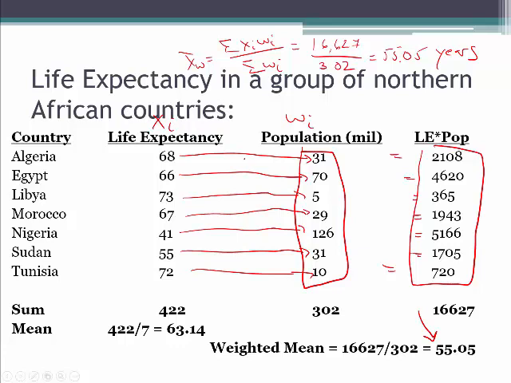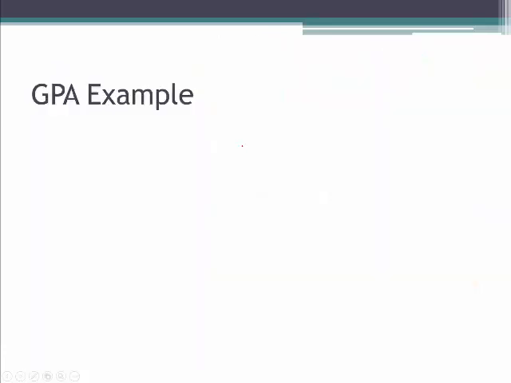All right, let's do one more example of weighted mean, okay? And this is your GPA example here, and I'm going to write this one out. It's not in the slides here. So if you ever looked at your grade report at the end of the semester, you get a grade point average. And what they don't do is they don't do just a straight mean, okay? They give you actually a weighted mean. So your GPA is a weighted mean, believe it or not.